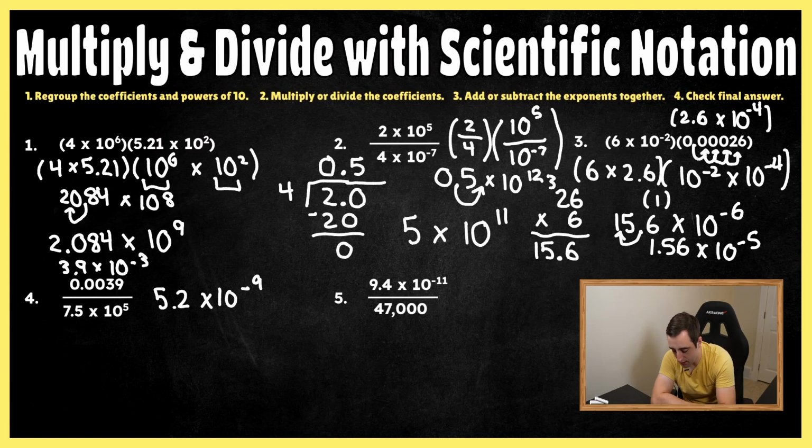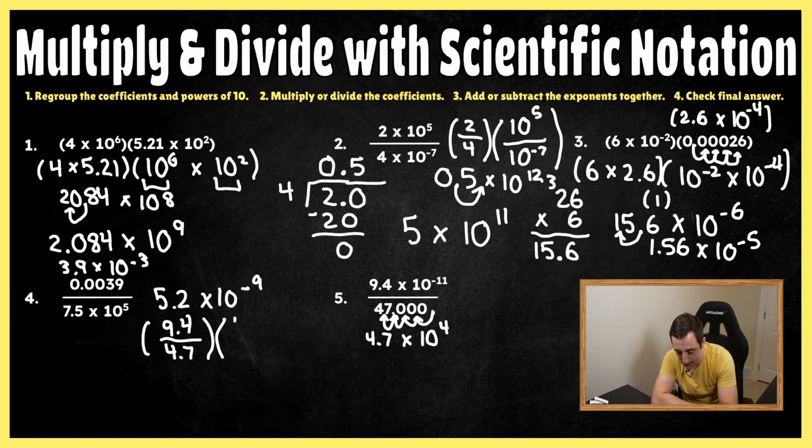47,000 is not in scientific notation, so there's a decimal point behind the number if you don't see it, and we need to move it so it's in that range of greater than or equal to 1 but less than 10. So this is going to be 4.7 times, we just made our number smaller, we moved our decimal point to the left, so in return our power increases to 4. And now let's go ahead and regroup. I'm just going to do it over here on the left side. So 9.4 over 4.7, and then our like base is our powers of 10, 10 to the negative 11th over 10 to the 4th.